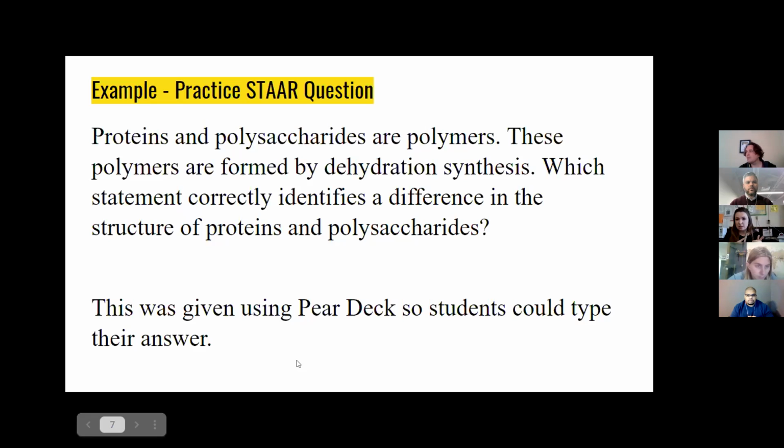We did practice questions, and when possible I used previous STAR questions. I did this with Pear Deck, which was great because I could hide the answer choices and have students build their answer. Then on the next slide, they could pick their answer, which prevents them from seeing the correct answer. For example: which statement correctly identifies a difference in the structure of proteins and polysaccharides? This is a nice question because they can tell me differences, what they know, and from that we could select the correct answer.